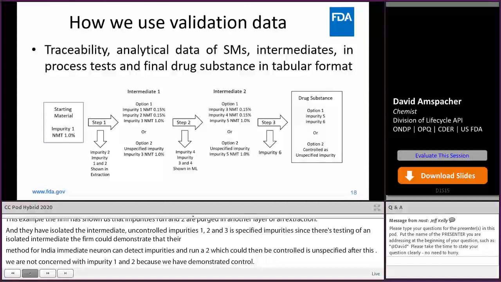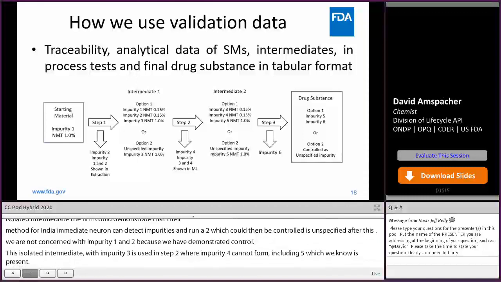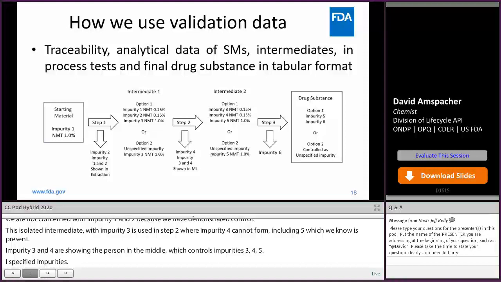Impurity 3 and 4 are shown to be purged in the mother liquor in the isolation of intermediate 2, which controls impurities 3, 4, and 5 as specified impurities. Since there's testing of an isolated intermediate, the firm could demonstrate that their method for intermediate 2 can detect impurities 3 and 4, which could then be controlled as unspecified impurities. Now, after this point, we are not concerned with impurities 3 and 4 because they have demonstrated control.